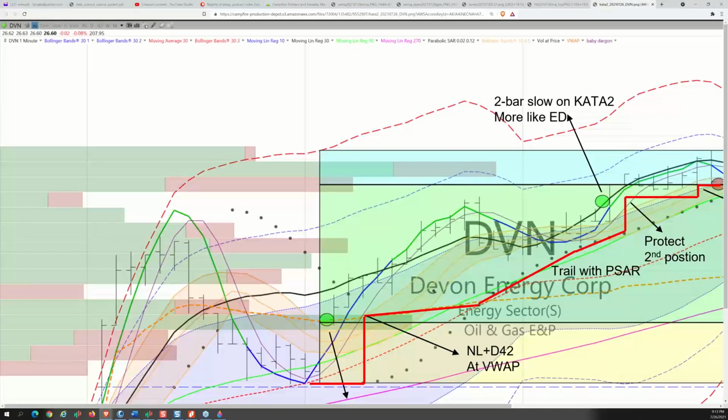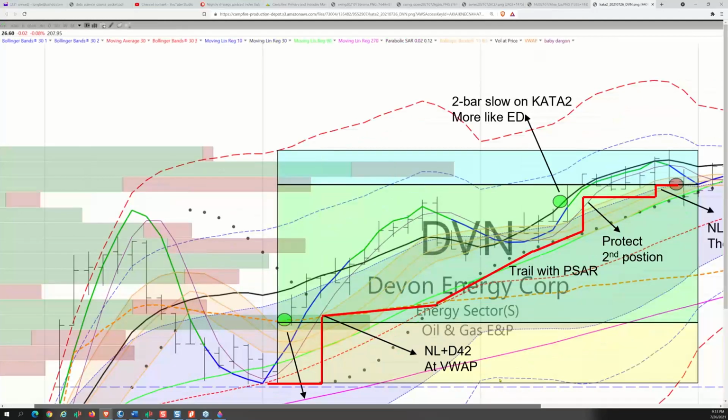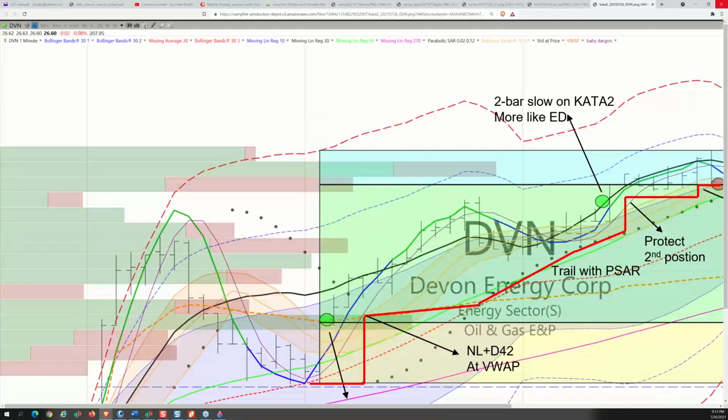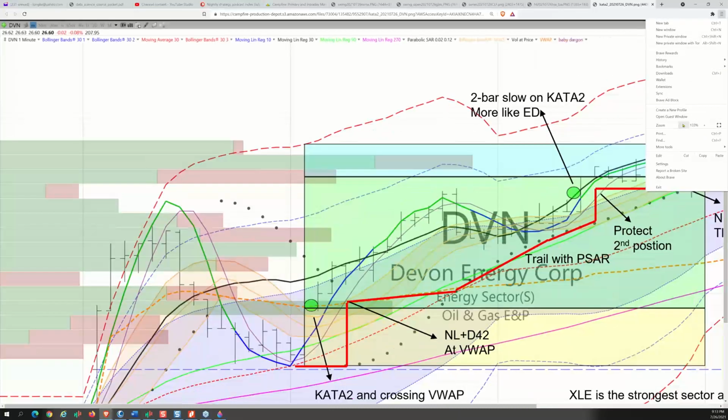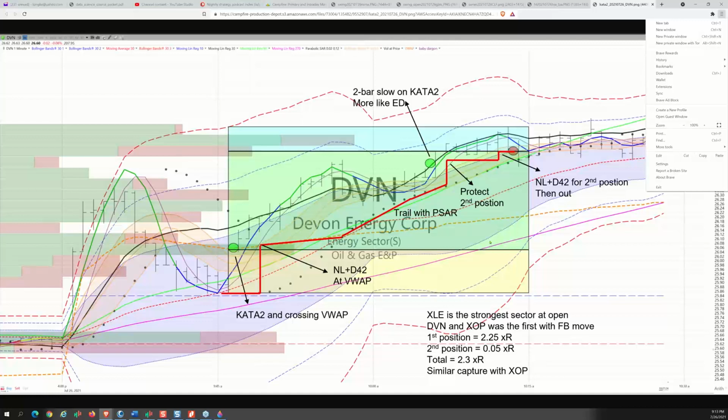And then finally, the last one, Chi Weng Chong crushing it with the COTA 2 in Devon Energy. This is just so nice. This is really good. He notices, as we did, that the XLE is the strongest sector at the open, that Devon Energy and XOP were the first symbols in his stack with a frog box move, and so he gets a COTA 2 entry, crossing the VWAP and crossing the... So the whole thing is good.